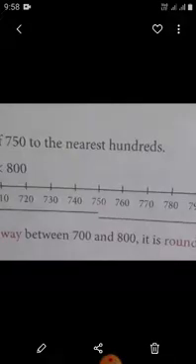Fourth example: round off 750 to the nearest hundreds. Solution: 700 is less than 750, which is less than 800. As 750 is exactly midway between 700 and 800, it is rounded up to 800.